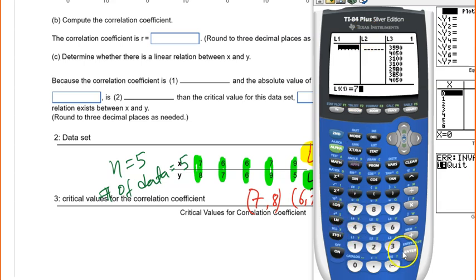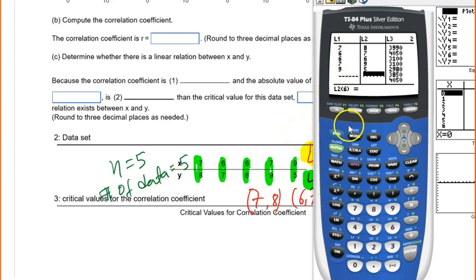Okay, you get 7, enter, 6, enter, 6, enter, 7, enter, 9, enter. Therefore, I put all 5 data in L1, which is the x variable. I go to the next column, L2. I put 8, enter, 7, enter, 6, enter, 9, enter, 5, enter. Okay, now I have the data in L1 and L2. And again, x variable in L1 and y variable in L2.